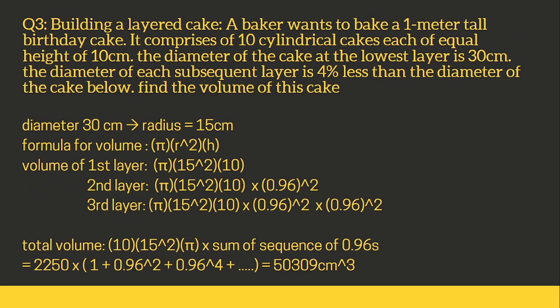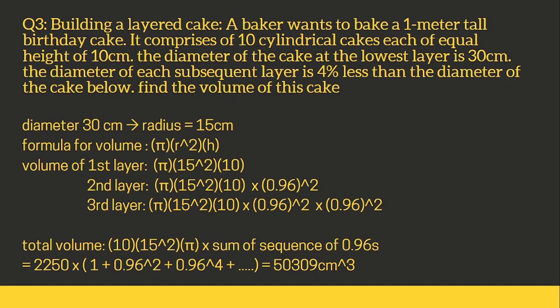Then this next question is about building a layer cake. Suppose a baker wants to bake a 1 meter tall birthday cake. It comprises 10 cylindrical cakes, each of equal height 10 cm. The diameter of the cake at the lowest layer is 30 cm. Then the diameter of each subsequent layer is 4% less than the diameter of the cake below. Find the volume of this cake.